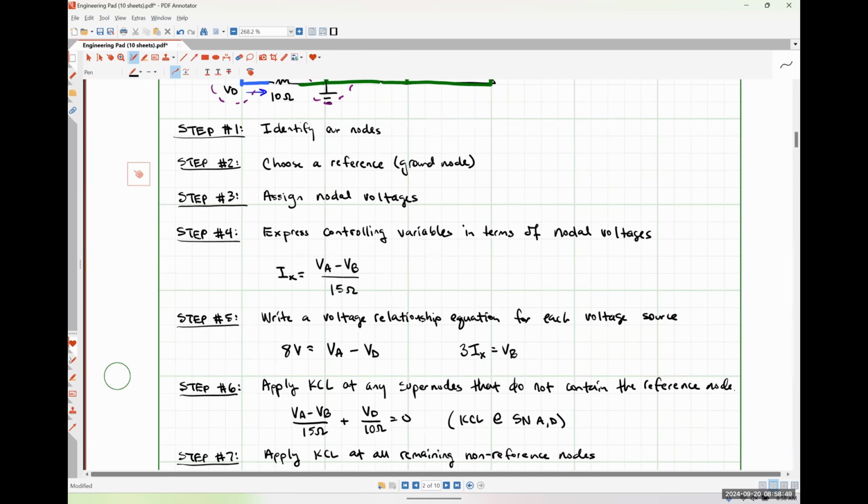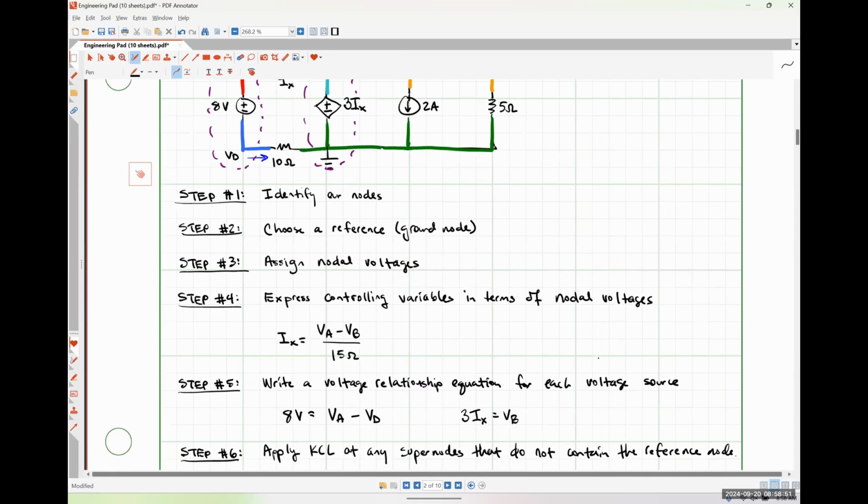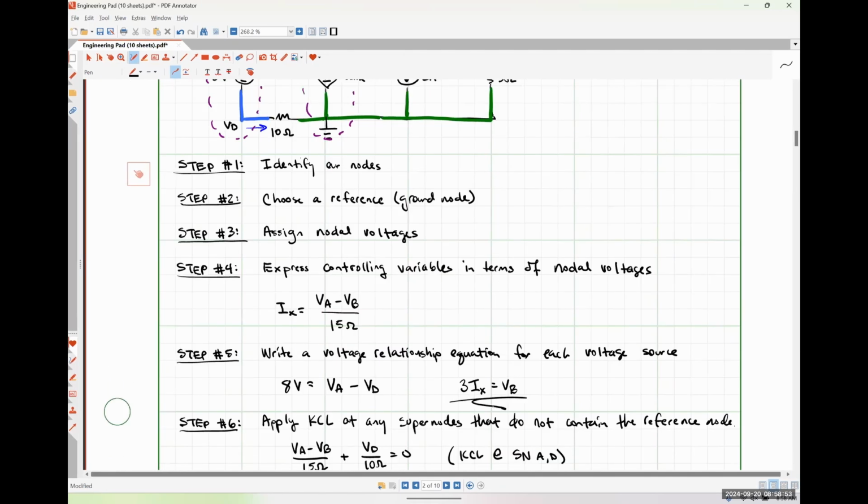Now, excuse me, this guy right here kind of explains why we don't need to write a Kirchhoff's current law equation for that supernode, okay? Because we already have a relationship. That KCL equation doesn't provide us with any new information at all.